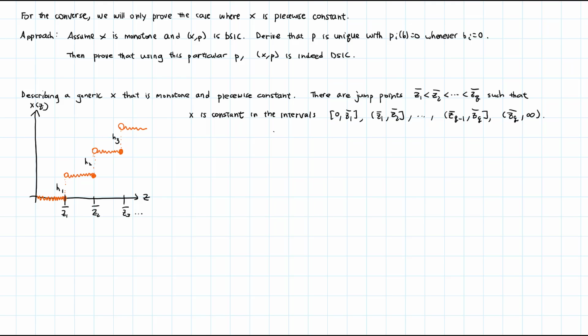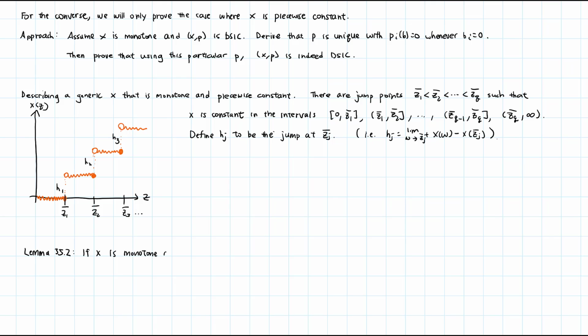We now define h_j to be the height of the jump at z_j bar. More precisely, h_j is the limit when w is approaching z_j bar from the right, of x of w minus x of z_j bar. And we can write all the monotone piecewise constant functions in this way, assuming that it starts at 0. And here is the first of the two parts of the converse that we will be proving. If x is monotone and piecewise constant, and (x, p) is DSIC with p_i of b is 0 whenever b_i is 0, then p is unique.